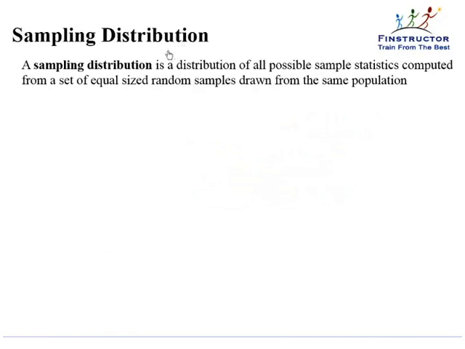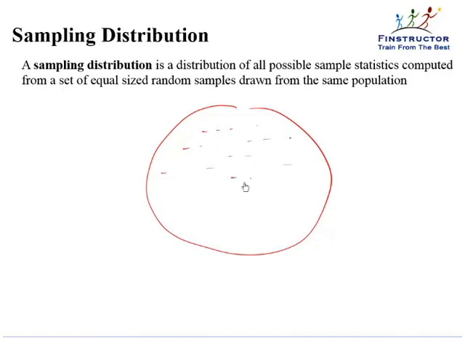Now, a very important concept is that of the sampling distribution. Remember, a sampling distribution is a distribution of all possible sample statistics computed from a set of equal sized random samples drawn from the same population. Let's understand in detail. Let's assume there is a population of CFA and FRM candidates, for instance. There are 30,000 different data points in this population, and I decide to cut samples of size 50 each from the whole population.